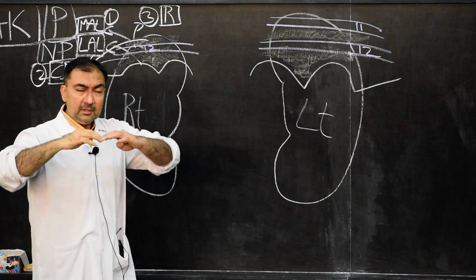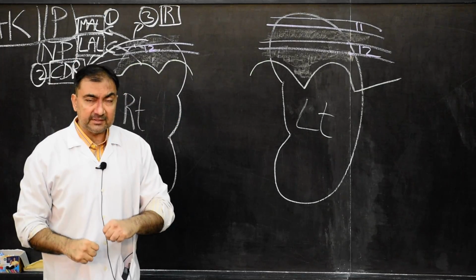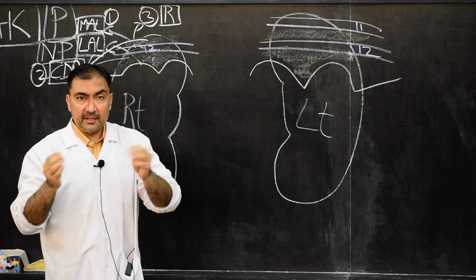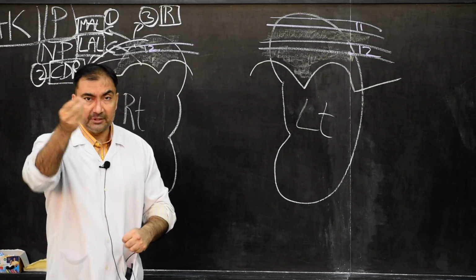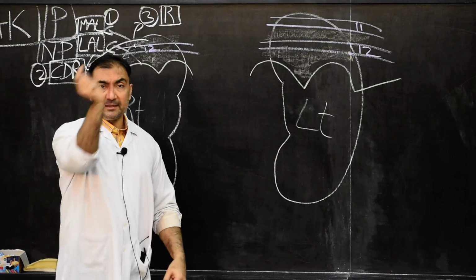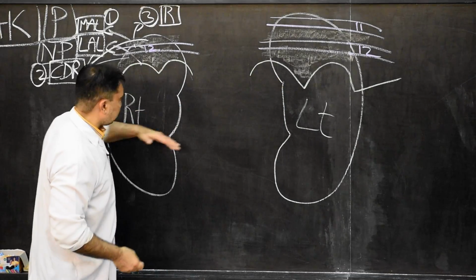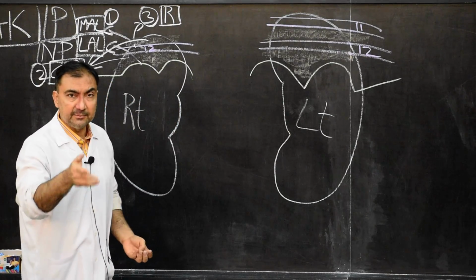So all in all, posterior relations of both the kidneys, upper part, 3 points: number 1, the medial and lateral arcuate ligaments. Number 2, costodiaphragmatic recesses of respective sides. Number 3, there will be presence of the 12th rib on the right side and 11th and 12th rib on the left side. Now what about the lower half? In the lower half, very simple, we go according to the diagram, memorize the diagrams, it will be very simple and very easy.